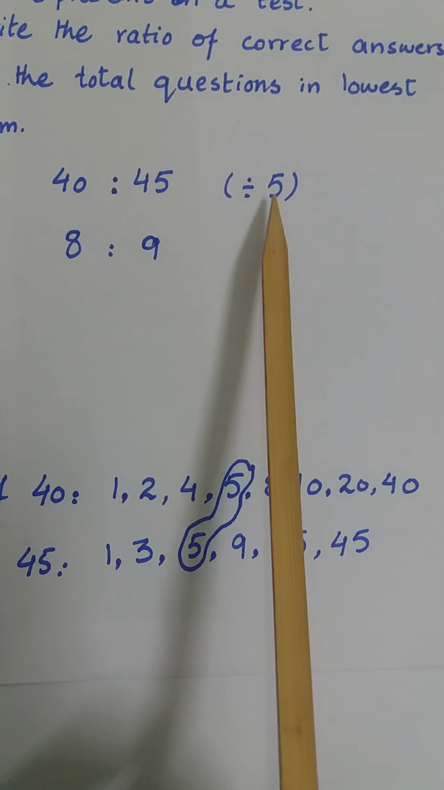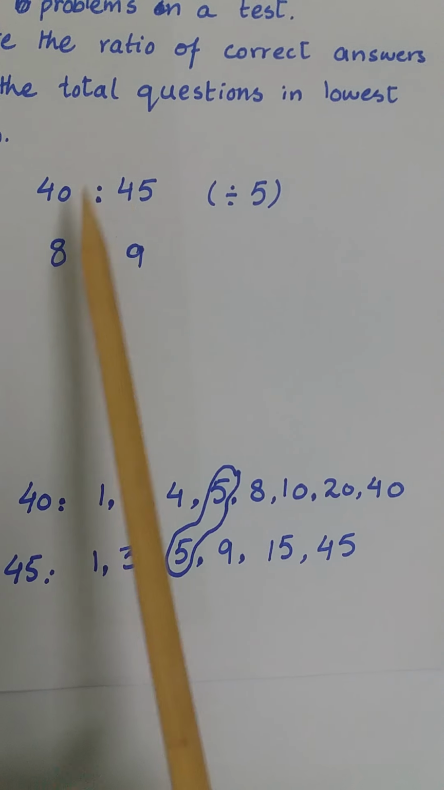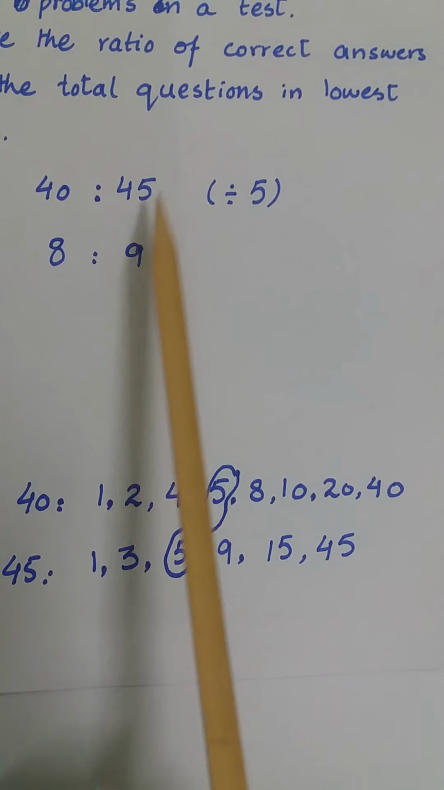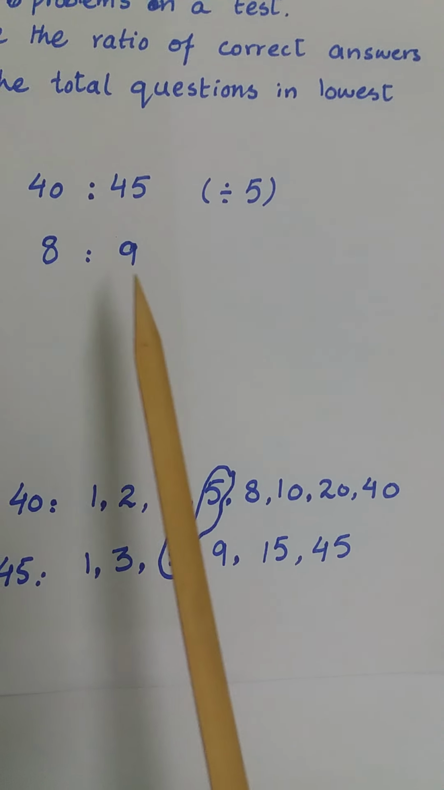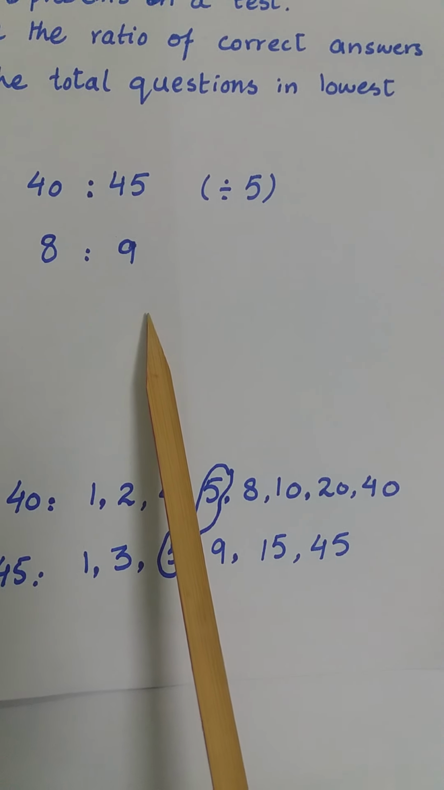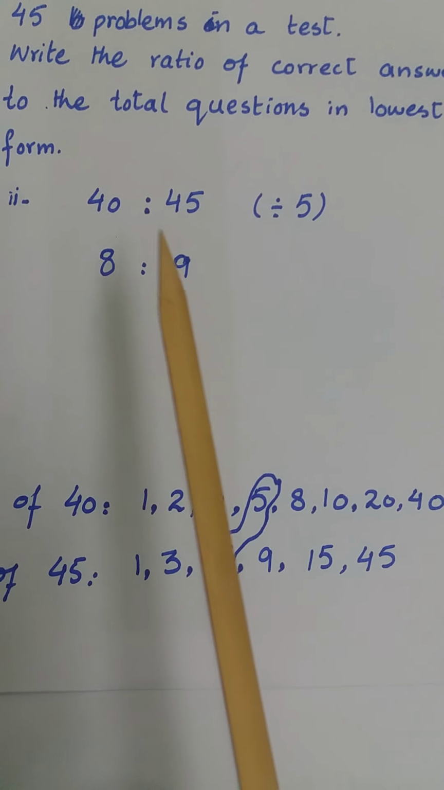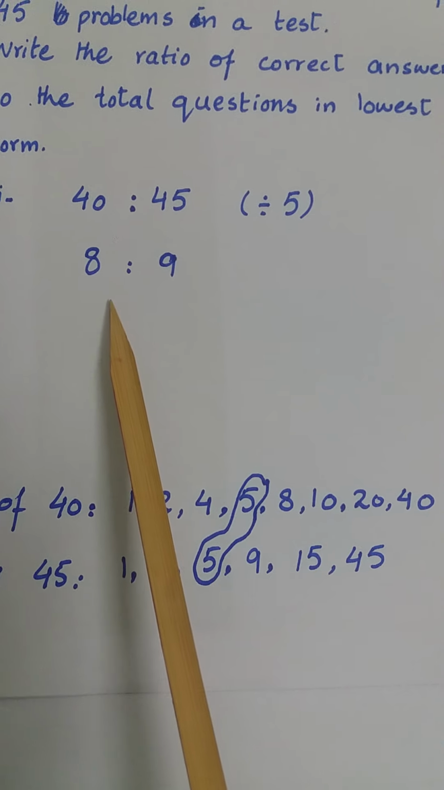Divide with 5 means we will divide 40 and 45 both by 5 and we will write the answer, 8 ratio 9, on the next line. So this is called writing the ratio in its lowest term.